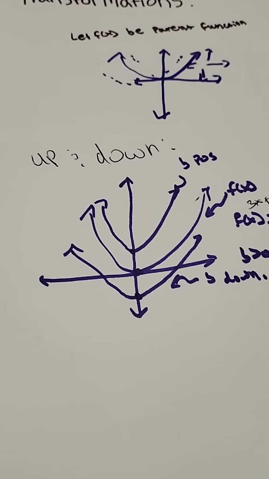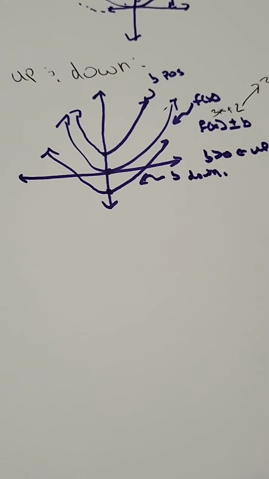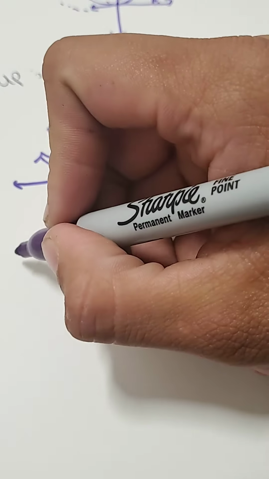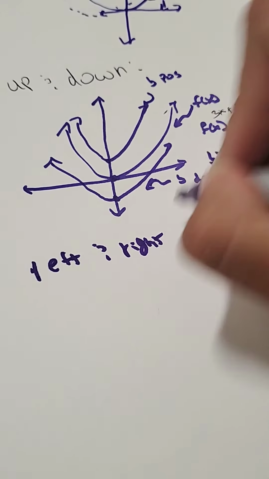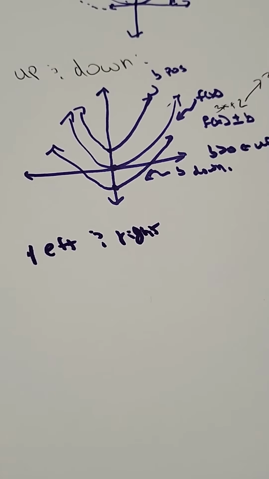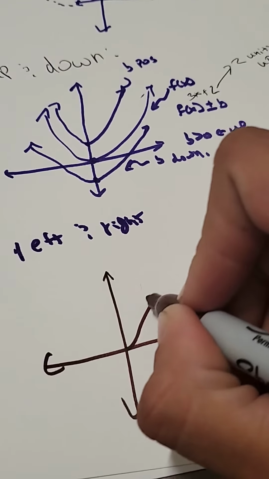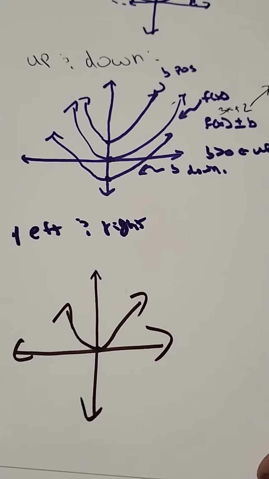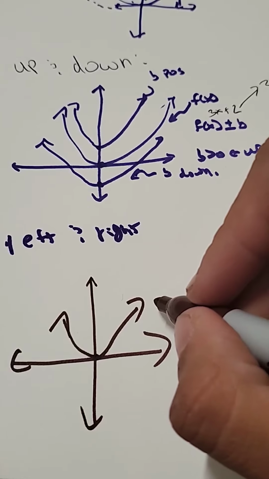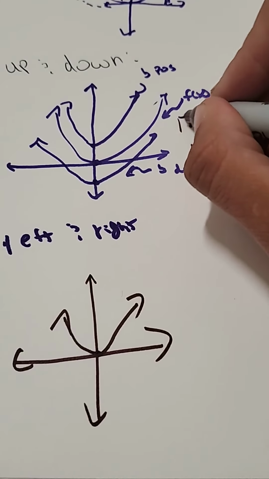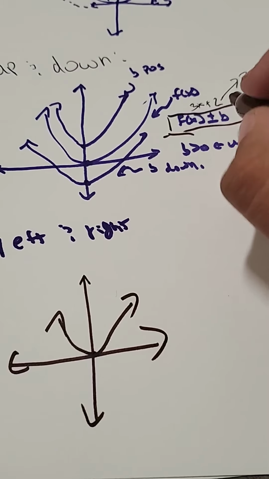Now that we've covered up and down, let's talk about left and right. All right, let's use the same curve. Sorry, guys. All right, so to move left or right, we do a similar operation as we do for up and down, but instead of having it on the outside, the plus or minus goes on the inside.